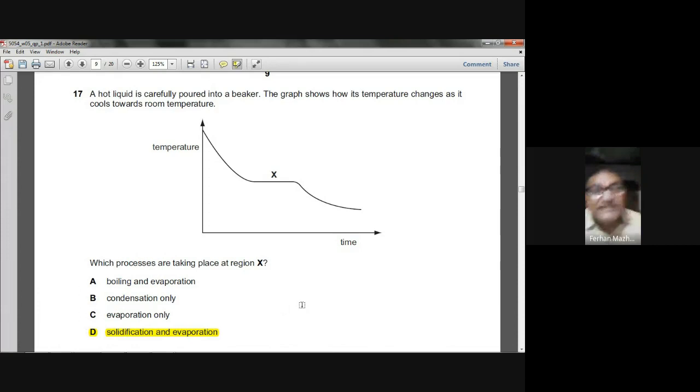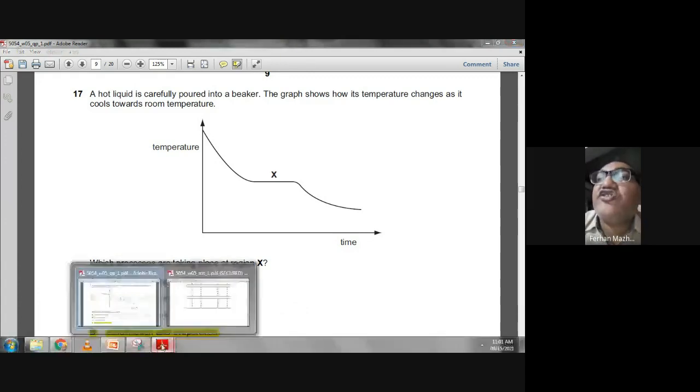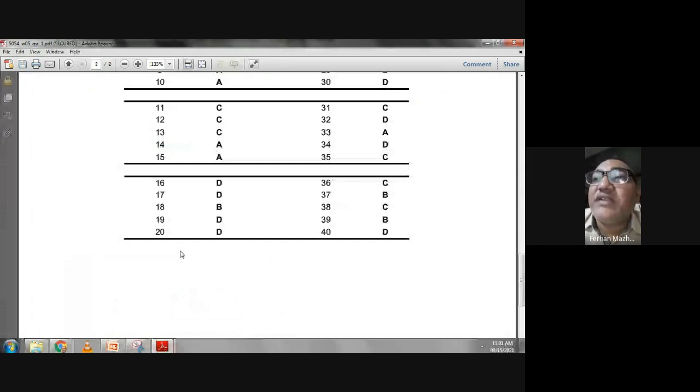Do you understand this? Sir, evaporation can happen along with solidification. Because at X there will be some liquid present, and that liquid will be converting into solid, so evaporation will be happening. Some is converting into solid, some liquid is evaporating. Yes. The process of solidification is taking place, and during that obviously the evaporation is also happening. Question 17, D is the answer, so our answer is right.